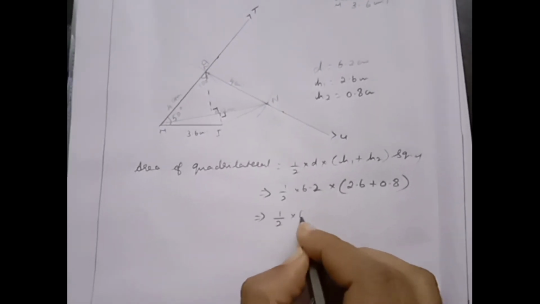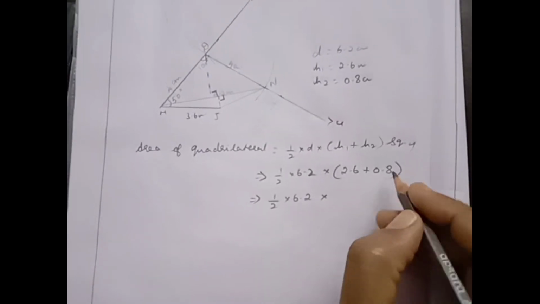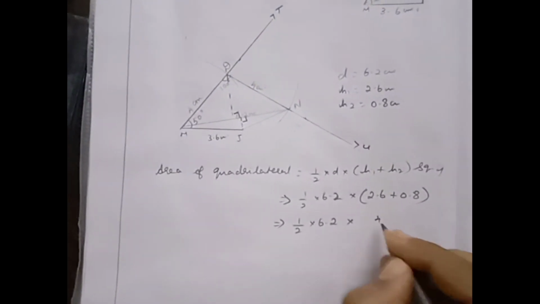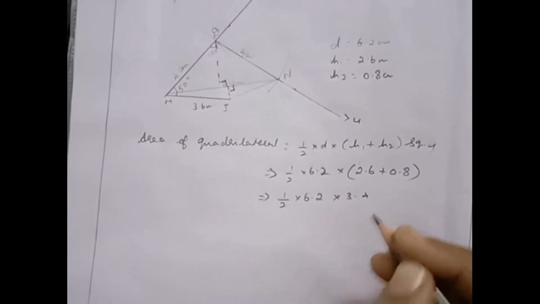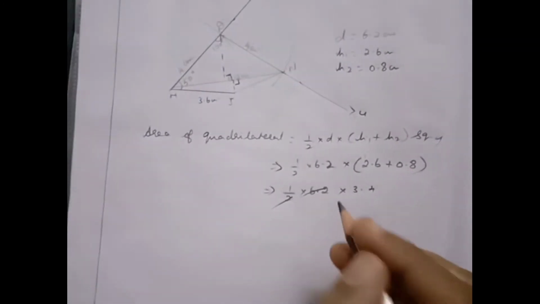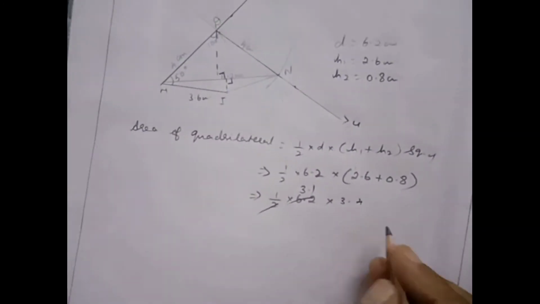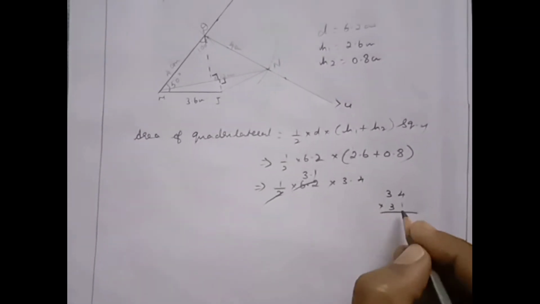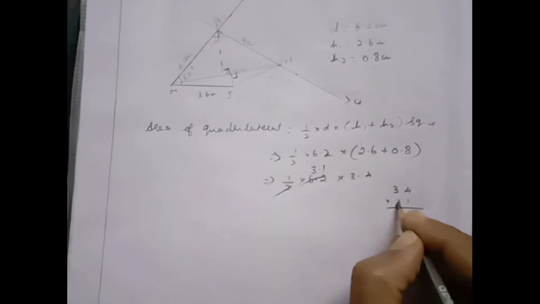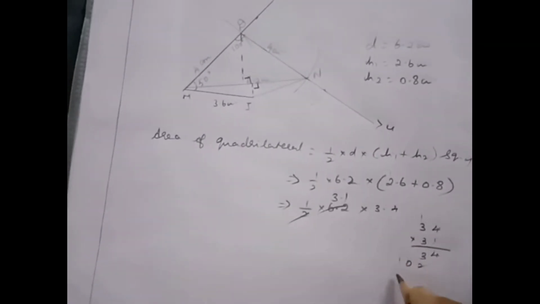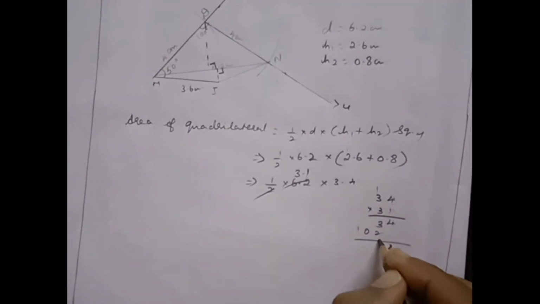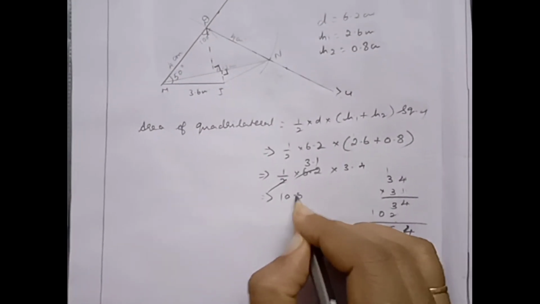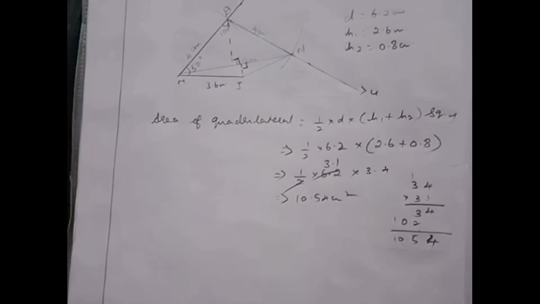1 by 2 into 6.2 into 8 plus 6 is 14. 4 carry 1. 3.4. So if you cancel here 3.1, then multiply 34 into 31. 1 4s are 4. 3, 12, 10. Which is equal to 10.54 centimeter square.